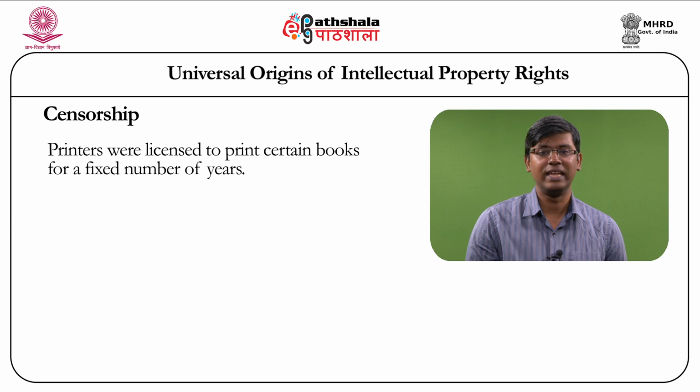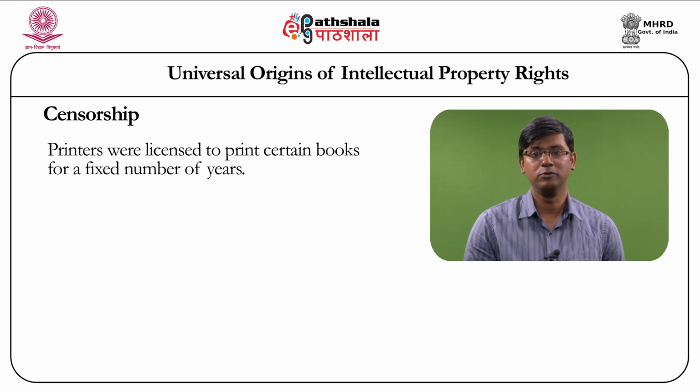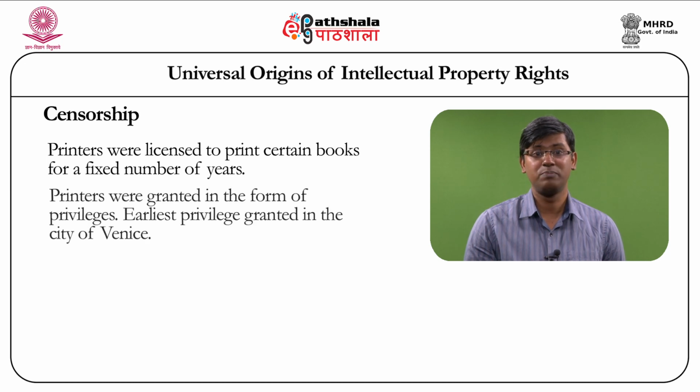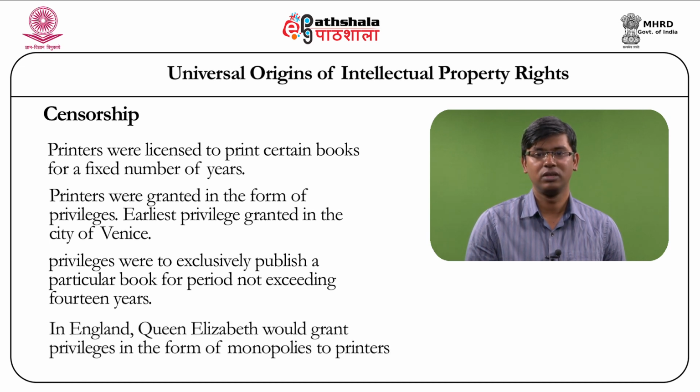Printers were basically licensed to print certain books for a fixed number of years. These were granted in the form of privileges. The earliest privilege was granted in the city of Venice, right? These privileges would usually be granted to printers to exclusively publish a particular book for a period not exceeding 14 years. In England, Queen Elizabeth would grant privileges in the form of monopolies to printers, right?